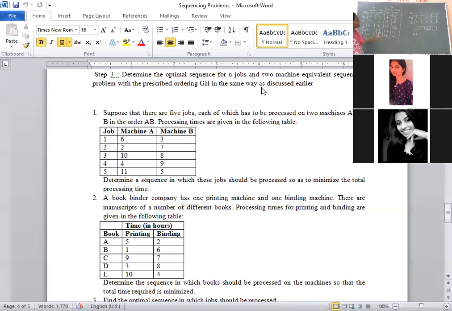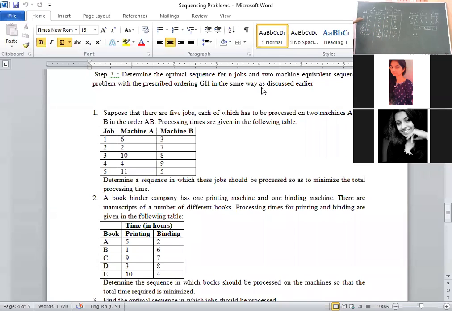That means, what does it mean? To perform the second job on machine A, for how many hours is machine B vacant? It is vacant for 2 hours. It is idle for 2 hours. Immediately you have to take these 2 hours here. To perform job 2, how many hours does machine B require? 7 hours. That means accumulation: 2 plus 7, 9.